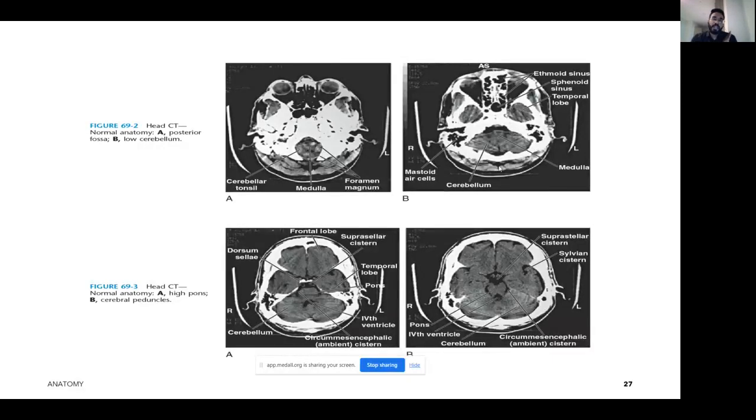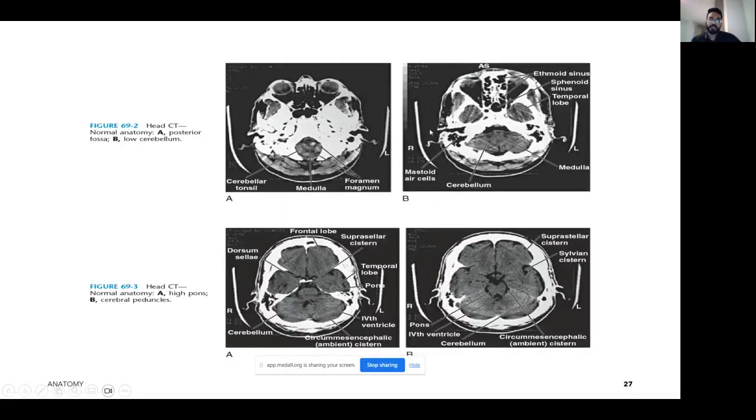So obviously, for any imaging pathology, the basic thing that you need to know is the anatomy of that particular region. Now, CT head is taken as axial slices from neck above throughout to get the whole part of the head. So let's divide it into different levels to understand the anatomy. So the lowermost level is the posterior fossa level. And if you look at the posterior fossa level, you can see the foramen magnum, and inside you can see the medulla and two small cerebellar tonsils on either side.